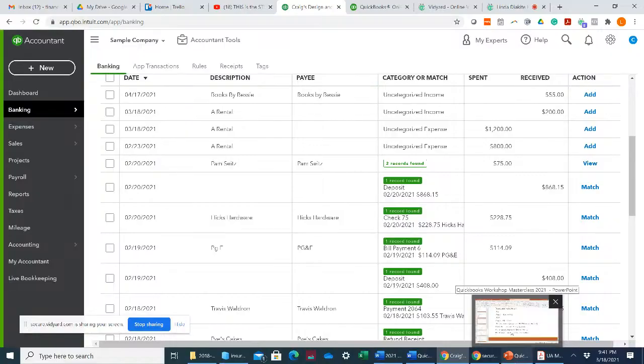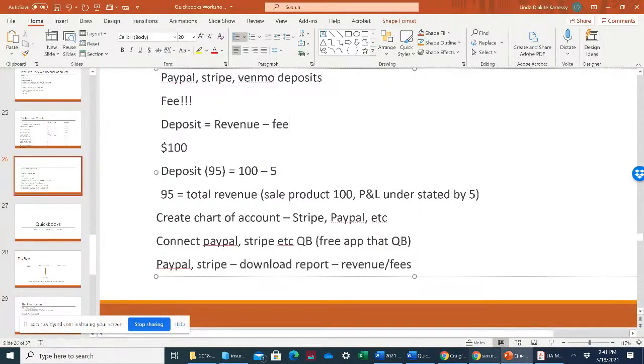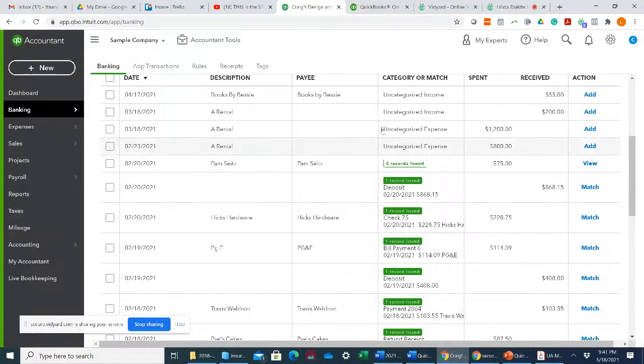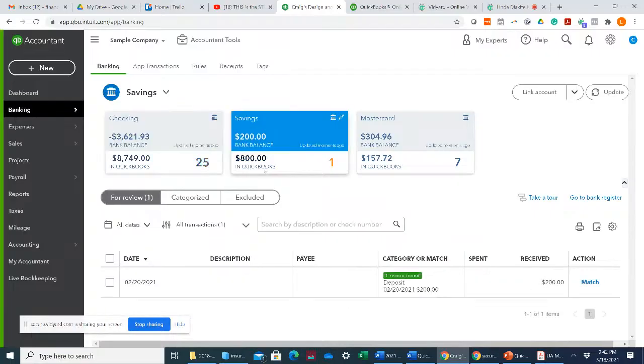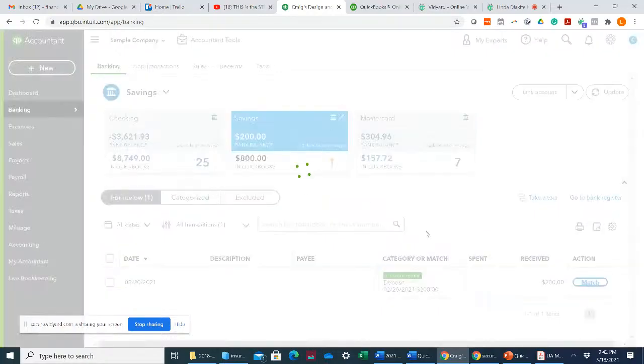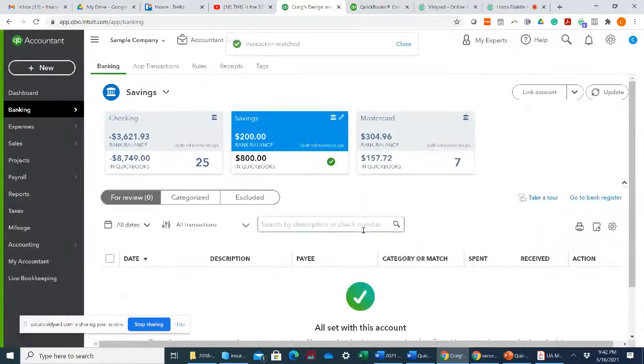Now, let's talk about the bank balance and QuickBooks balance because I found a report that might be helpful. So the savings account is a good example. As you can see here in QuickBooks, the bank balance is 200. QuickBooks says, okay, you know what, you have 200. I'm sorry, QuickBooks says 800.